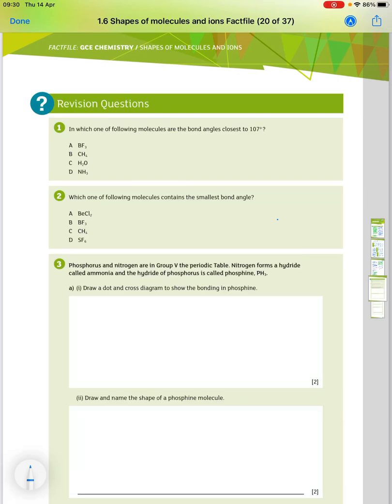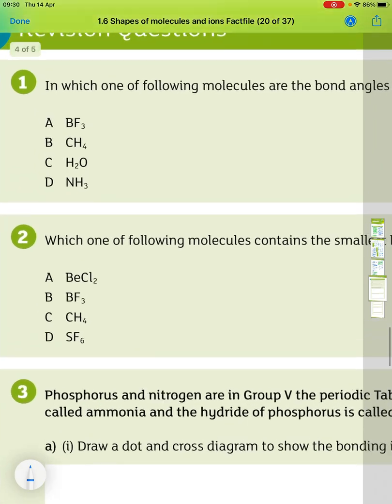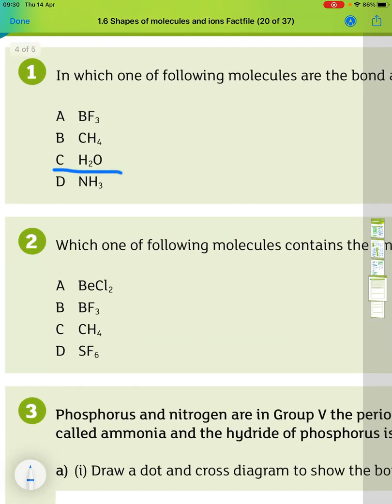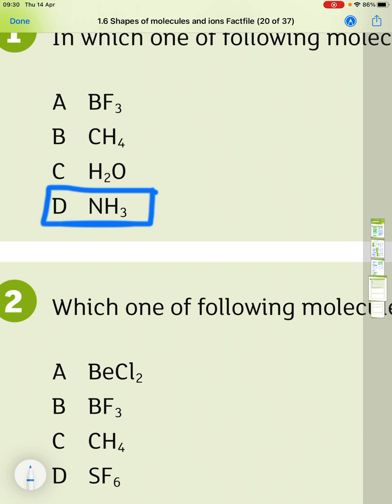These are the answers to 1.6 shapes of molecules and ions. So question 1, in which of the following molecules are the bond angles closest to 107? We know that ammonia is 107, so right away you should be able to answer that. The answer is D.